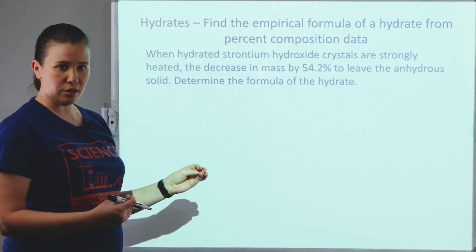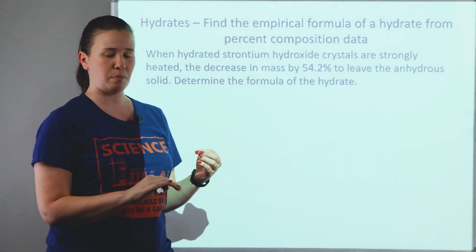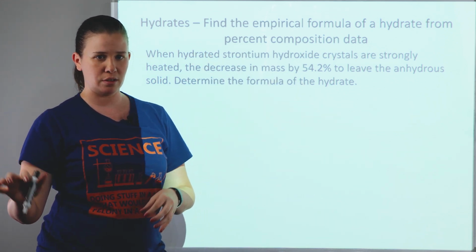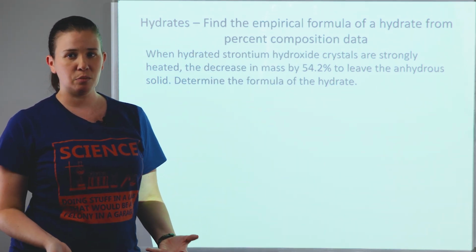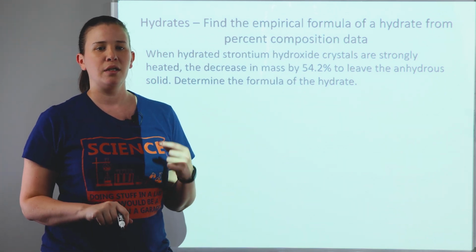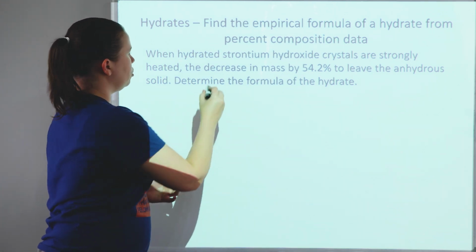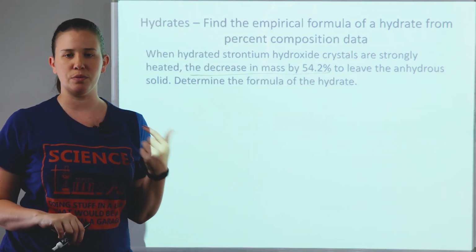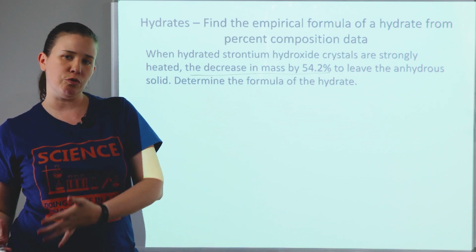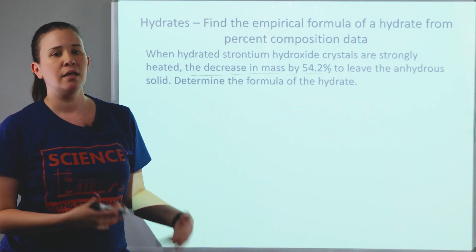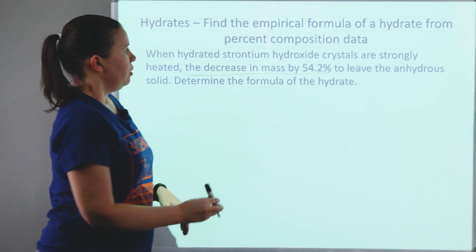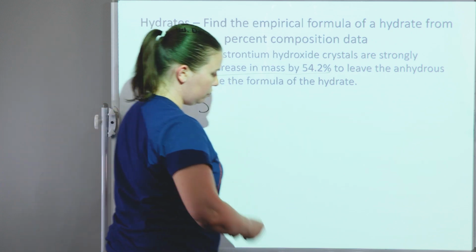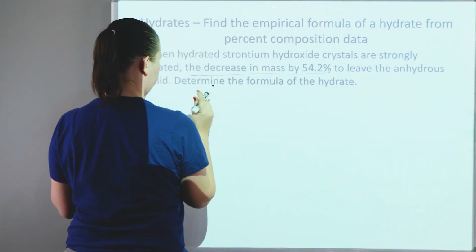So let's look at what information they give us about this hydrated strontium hydroxide. It's strongly heated. Remember, with hydrates, we want to get it to a constant mass so we can determine the difference between the hydrate and the anhydrate. And what we're driving off in this heating process, or dehydration process, I should say, is the water. So this actually shows a decrease in mass of 54.2%. So what is being removed in order to decrease that mass? It must be the water.